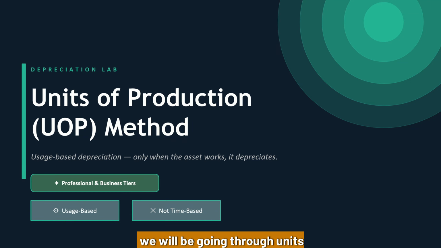In this video, we'll be going through the units of production method. It's a usage-based method. Only when the asset works, it depreciates. It is available in professional and business tiers only under the Depreciation Lab app. Again, it's a usage-based method and not a time-based method.